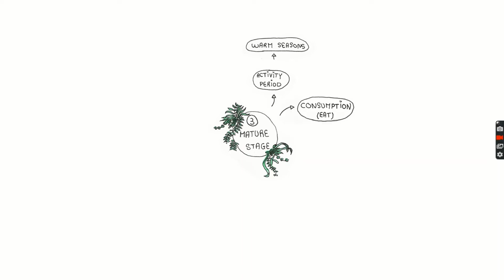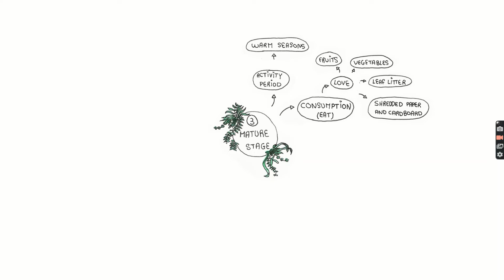So the consumption, so red wigglers are eating machines, they love to eat fruits, vegetables, leaf litter, shredded paper, and cardboard, and they can eat up to half their body weight per day. So now we can understand why they're so popular in vermicomposting, because all of these will then become vermicastings, which is good stuff for your garden and your plants. Plants love that.